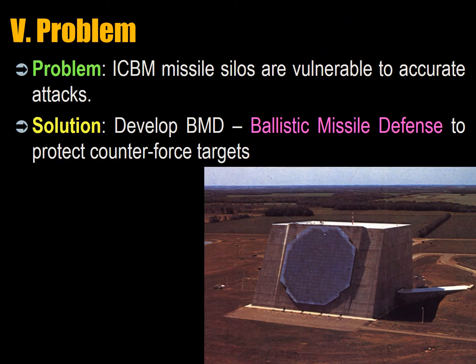Problem 5. Intercontinental ballistic missile silos become vulnerable to attack as missiles become more accurate. The solution is to develop BMD, Ballistic Missile Defense. And this is not to protect cities, but to protect the bases where missiles are deployed. You might recall the K factor we looked at with Dunnigan, in which US missiles became so accurate that the Soviets became compelled to deploy their missiles on trucks and trains.